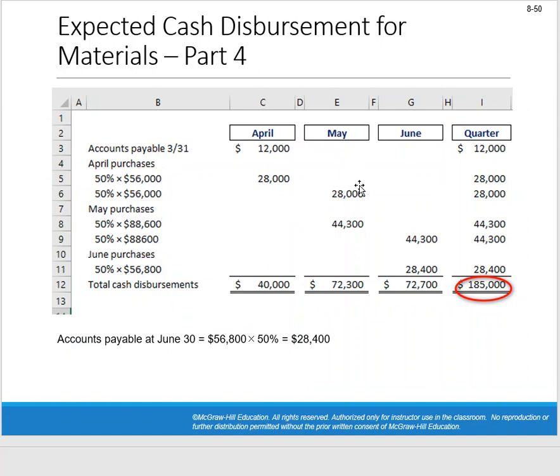Let's skip ahead. Here's what it would look like for the quarter. So in the month of May, we pay for the other half of April. Then we compute May. So May comes out to 88,600, and we pay for half of that in the month of May. And the other half, the other 44,300, gets paid for in June. And then for June, we multiply by 40 cents, so the total is 56,800, of which we pay for half in June, and the other half is going to get paid for in July. So the other 28,400 becomes our accounts payable balance at the end of the quarter. We still owe another 28,400 on the June purchases to be paid in July.